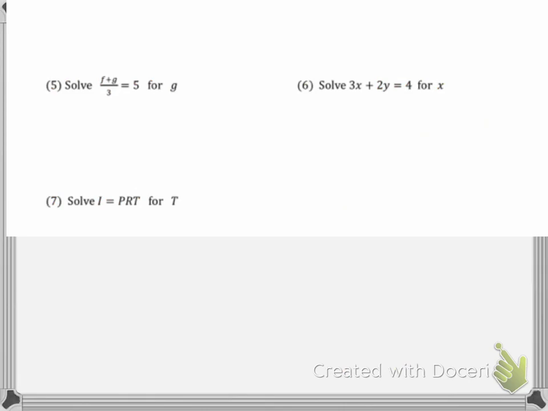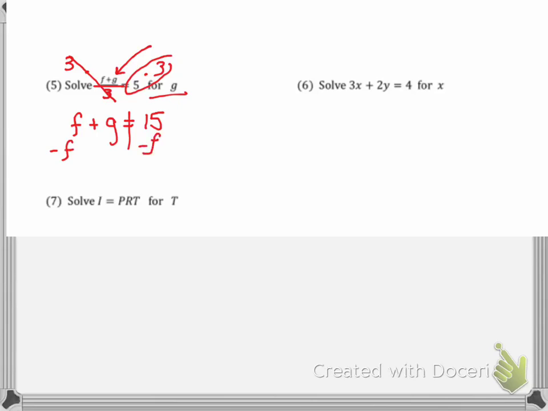Now for number 5, I'm solving for g, and if you notice, g is trapped in my numerator because it's all being divided by 3. So I want to break the bond of dividing by 3, and I'm going to multiply both sides by 3. I'm going to start there. So that cancels. I'm left with f plus g is equal to, and then 5 times 3 is 15. If I'm trying to isolate the g, I'll subtract f from both sides. So f is now gone, g is by itself, and g is equal to just 15 minus f.